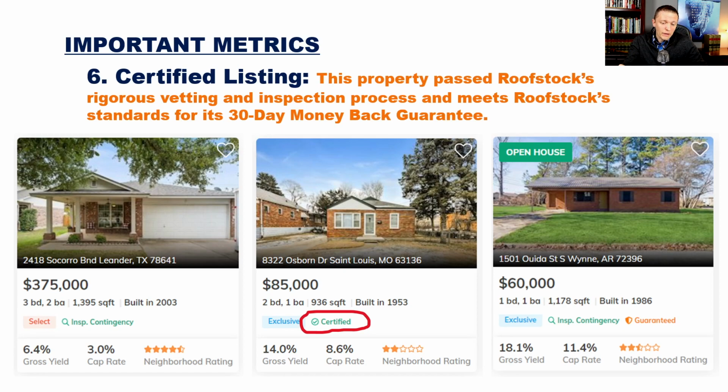And the other thing that I should mention is that those certified properties are eligible for something called a 30-day money-back guarantee. And this is something that is very unique to Roofstock and essentially means that if you buy this property and you are unsatisfied with it for whatever reason, within 30 days of you closing on this property, you can request a refund from Roofstock. And the way that would work is that Roofstock would put that property back on the market and attempt to sell it for you within a certain period of time. And if it does sell it, you would just get the money that you paid. And if it's not able to sell the property on the market, Roofstock will purchase it back from you for the amount that you paid for it.